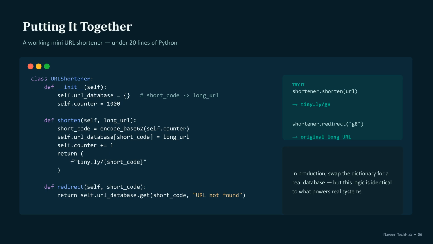In a real production system, we will not use an in-memory Python dictionary because the data will be lost when the application restarts. Instead, we will use a real database like DynamoDB, Cassandra, PostgreSQL, or Redis, depending on the scale and access pattern. But the core logic remains exactly the same. Generate unique ID, encode using Base62, store shortcode to long URL mapping, redirect using lookup. That is the complete foundation.